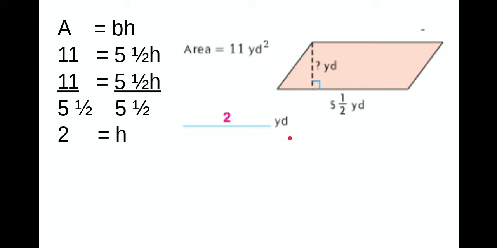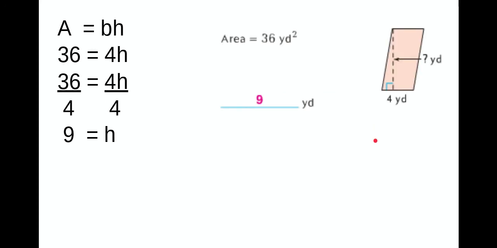And your answer should just be 2 yards, because remember, you're talking about a height, which is just a measurement between 2 points. It's a straight line. So it's not yards squared, it's yards. The dimensions of the parallelogram, the base and the height, are always just regular units.